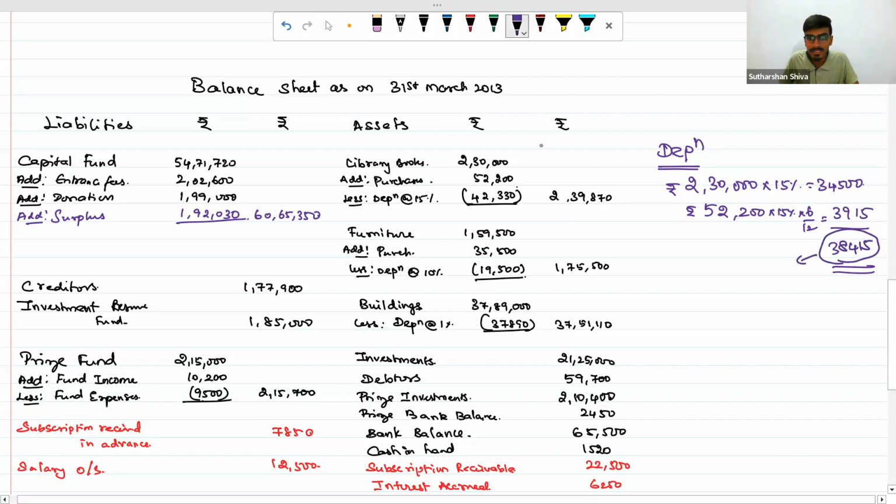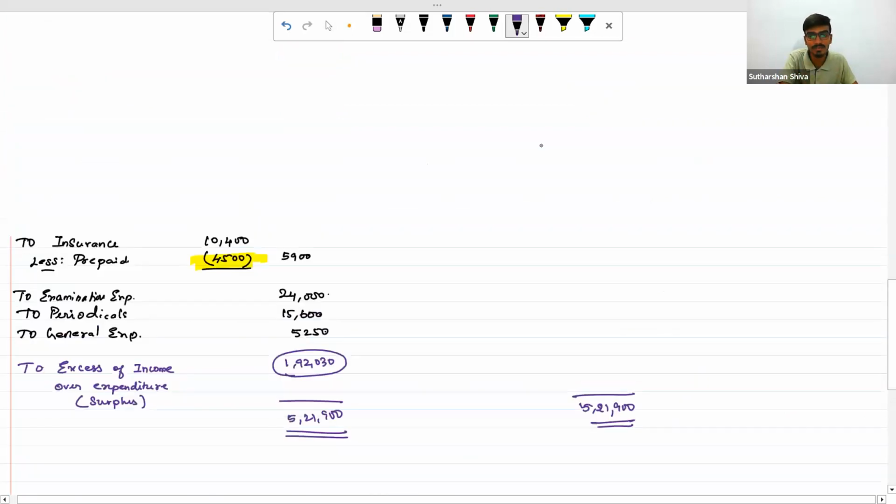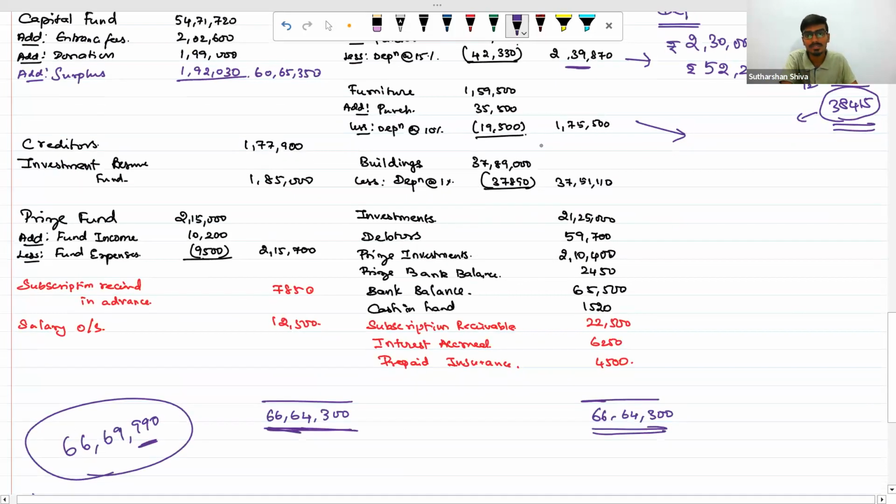Next, same in case of furniture. Then my final value will get changed. It is tallied, na? Here also we are subtracting the same value. Here also we are showing the same value in the income and expenditure account, so that it will get tallied, even though your answer gets wrong.